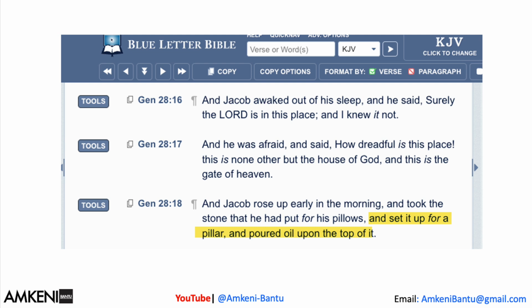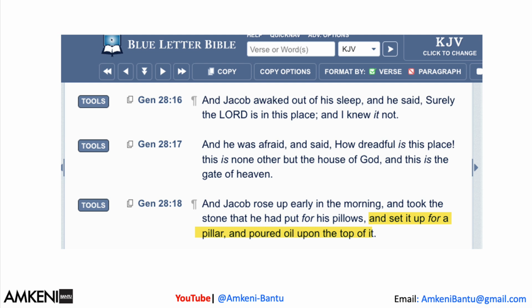Now, let me quickly go through some scriptures here that give us examples of people setting up monuments. And Jacob rose up early in the morning. This is the episode in Genesis 28 where Jacob slept on a rock or a piece of stone, and he had a dream where he saw ladders with angels of the Most High going up and down from heaven.